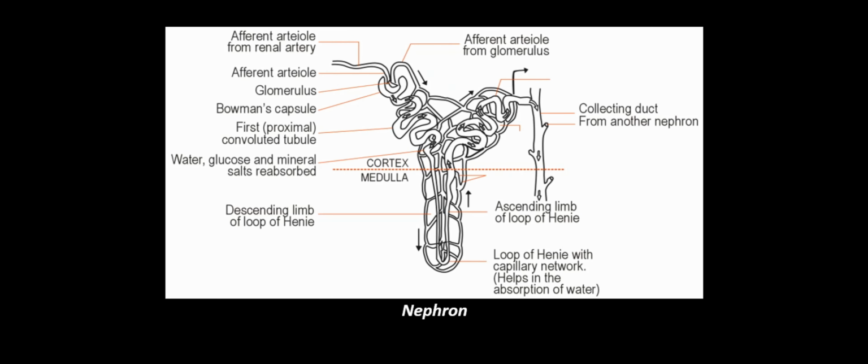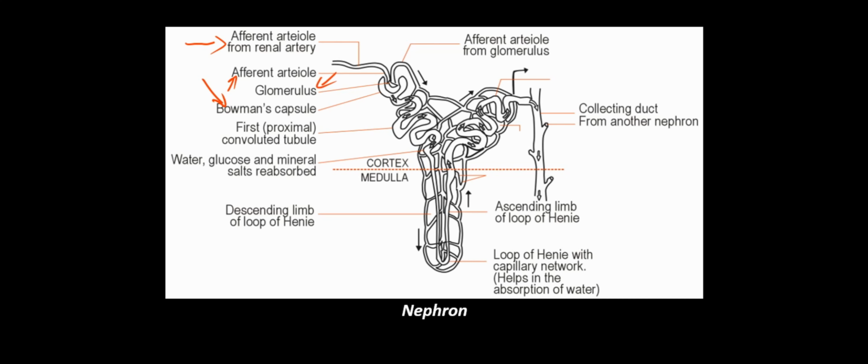This is a diagram showing the basic functional unit of the kidney, that is the nephron. A nephron is made up of a cup-shaped Bowman's capsule and a coiled uriniferous tubule. The Bowman's capsule is supplied with a branch of the renal artery, the afferent arteriole, which divides several times and forms tiny branches called capillaries. These capillaries unite at one end to form the efferent arteriole.